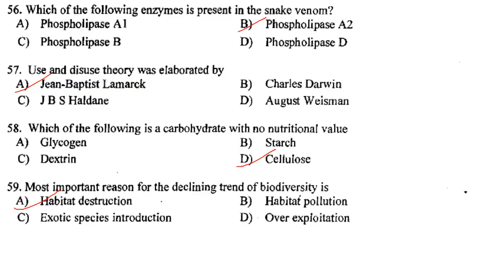Answer is option. Then which of the following enzyme is present in the snake venom? So it is phospholipase A2 that is present in snake venom. Then use and disuse theory was elaborated by. It was by Jean-Baptiste Lamarck. Answer is option A. Which of the following is a carbohydrate with no nutritional value? Answer is cellulose. Option D. The most important reason for the declining trend of biodiversity is. It is habitat destruction. Answer is option A.